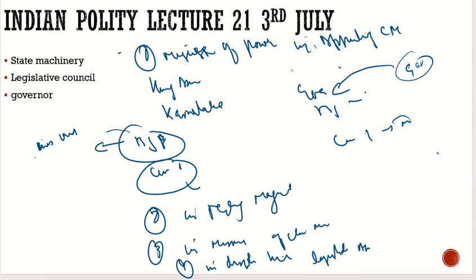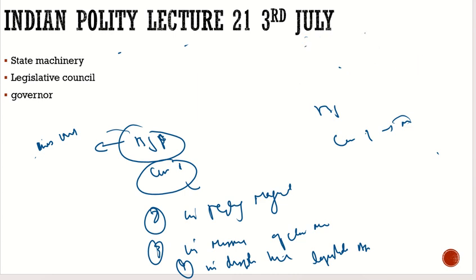And similarly, with respect to recommending president's rule, it is shown that he misuses his power there. And also in reserving bills for the president's consideration, it is said that he misuses this power. Right now this case is under judicial review. Let's see what will happen.